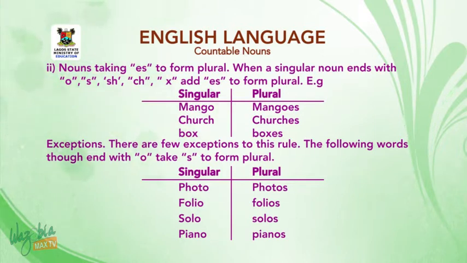Two, nouns taking ES to form plural. When a singular noun ends with O, S, SH, CH, X, add ES to form plural. E.g., mango, mangoes, church, churches, box, boxes. Exceptions. There are a few exceptions to this rule. The following words, though they end with O, take S to form plural. Photo, photos, folio, folios, solo, solos, piano, pianos.